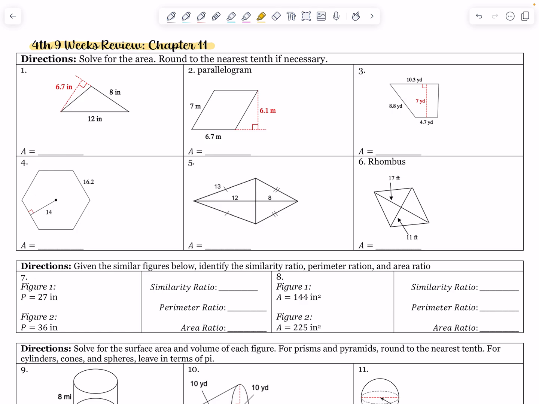So it says in the first set of directions, solve for the area, round to the nearest tenth. So I'm going to make a note of that. Round to the nearest tenth if necessary.